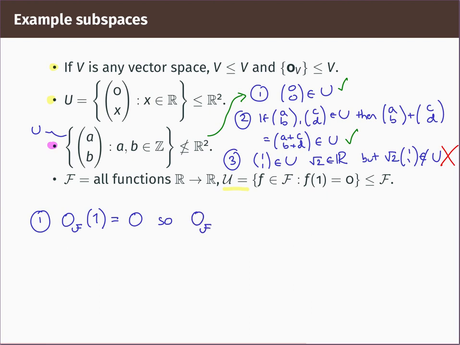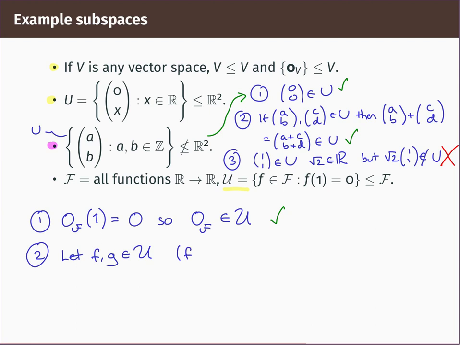So 0 subscript F means the zero vector in F, which in this case is the constant function which is always 0. We've just established that is an element of our would-be subspace curly U. So we have passed test 1. Test 2 is closure under addition. So we must pick two elements f and g in U and show that f plus g is also in U.